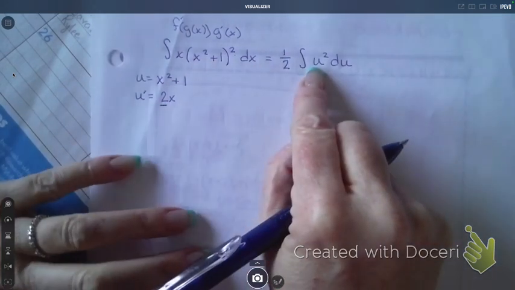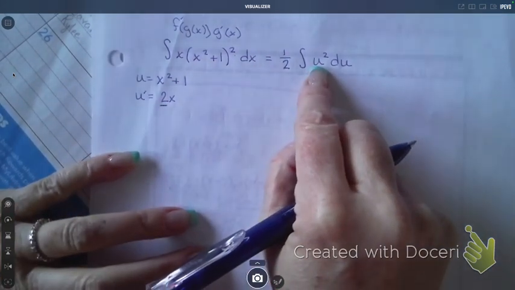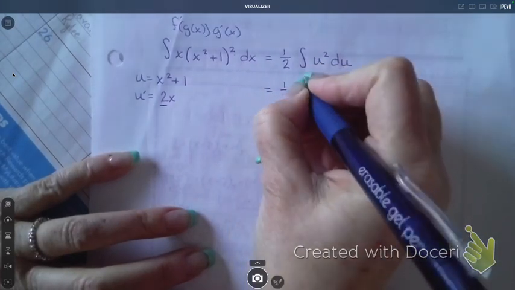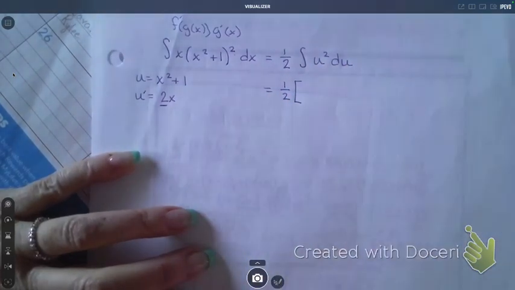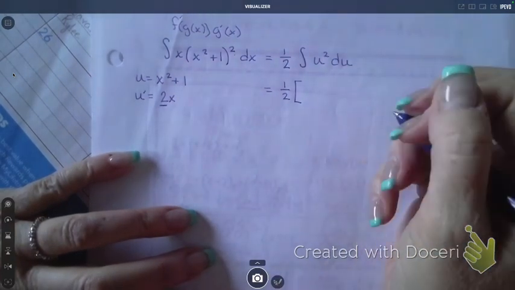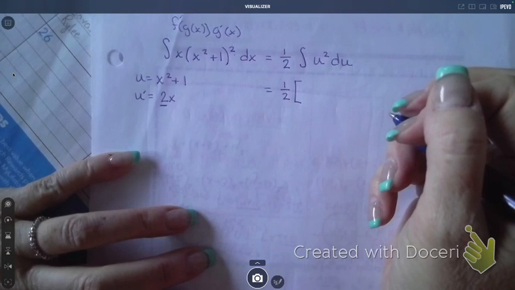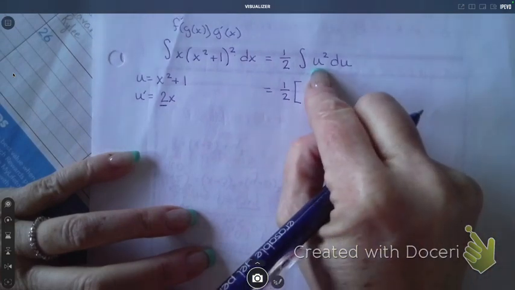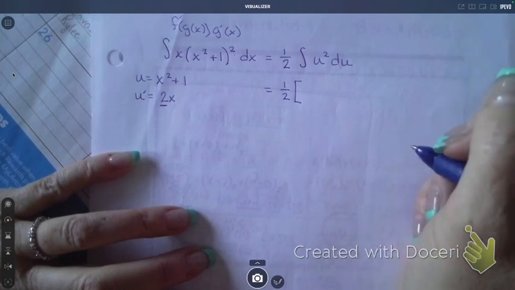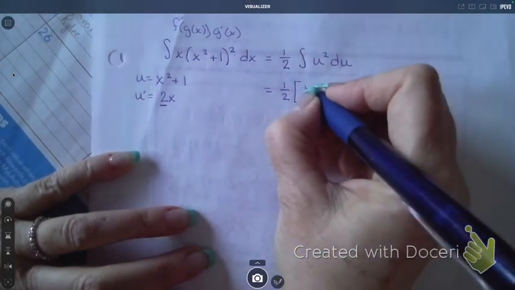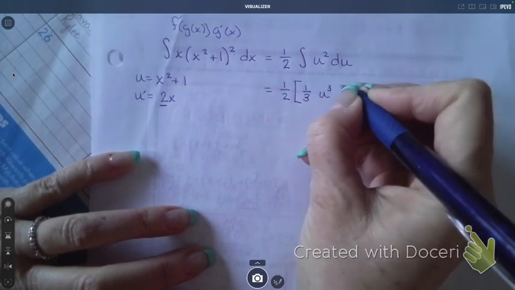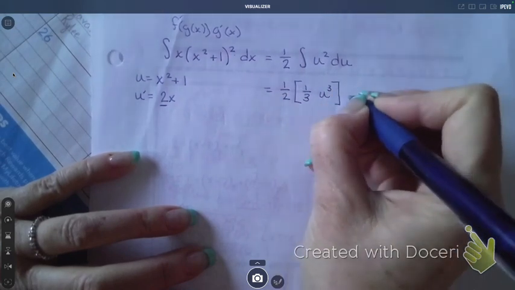So, integral. So I get 1/2. What's the integral of u squared? No, what's the integral of u squared? Add 1, divide. 1/3 u to the third. Plus c.